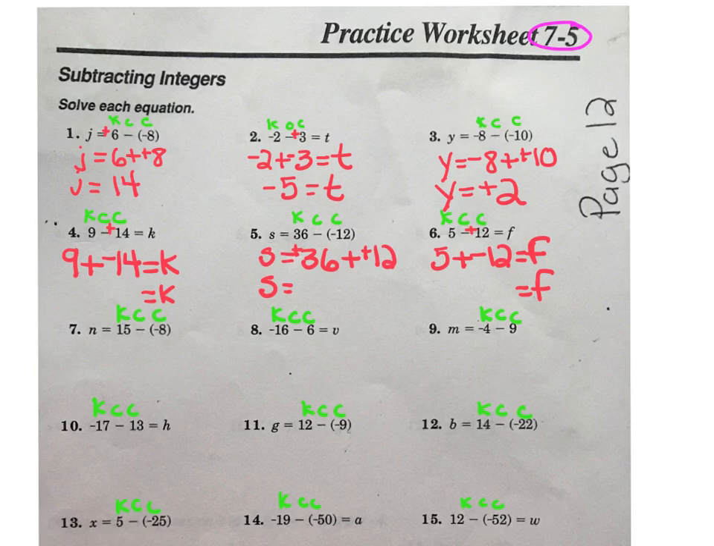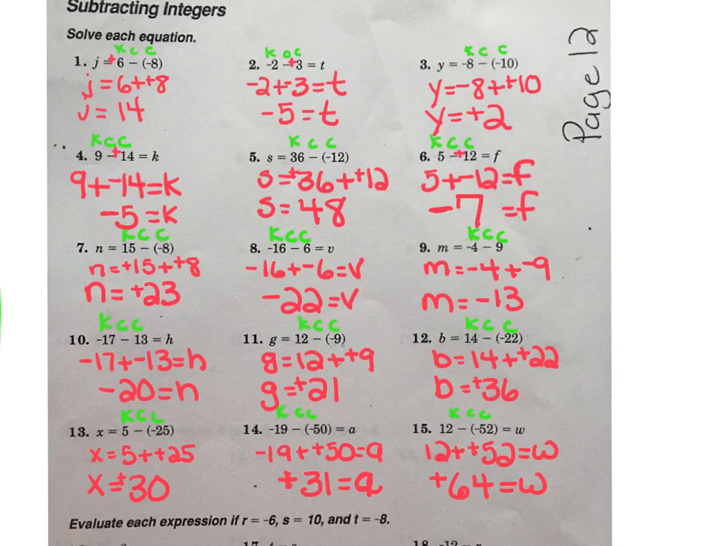Please pause the video now and complete problems 1 through 15. Let's check your work. For number 4, give yourself a C if you have a -5. For number 5, positive 48. For number 6, -7. For number 7, give yourself a C if you have positive 23. For number 8, you should have a -22.